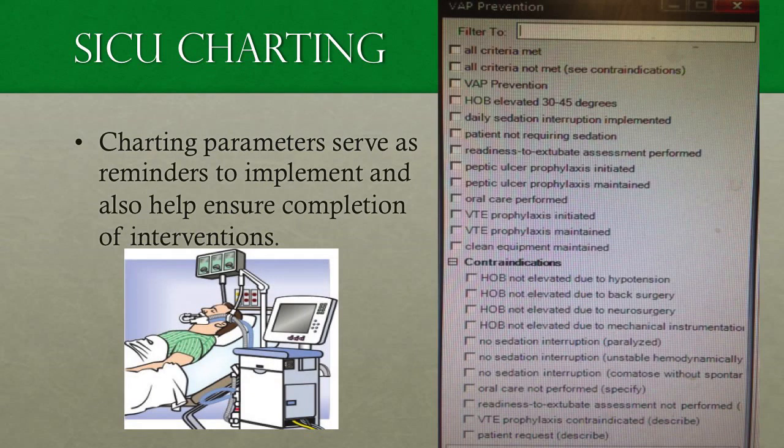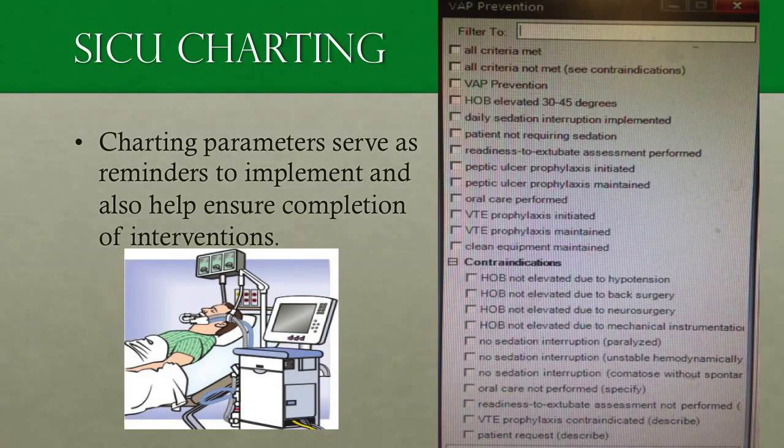Electronic charting in the SICU includes a VAP prevention parameter. This charting parameter serves as a reminder to the nurses to implement and also helps ensure completion of these interventions. All 5 interventions for the prevention of VAP are included in this charting parameter. The chart allows for documentation of whether the intervention was initiated or maintained, such as DVT prophylaxis. The VAP prevention parameter even includes examples of possible contraindications that would cause the nurse to not perform an intervention. For example, head of bed not elevated due to hypotension.